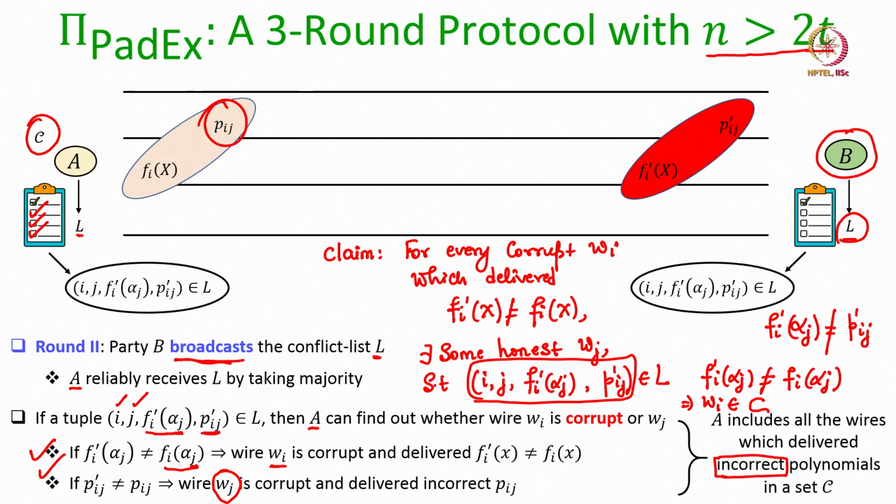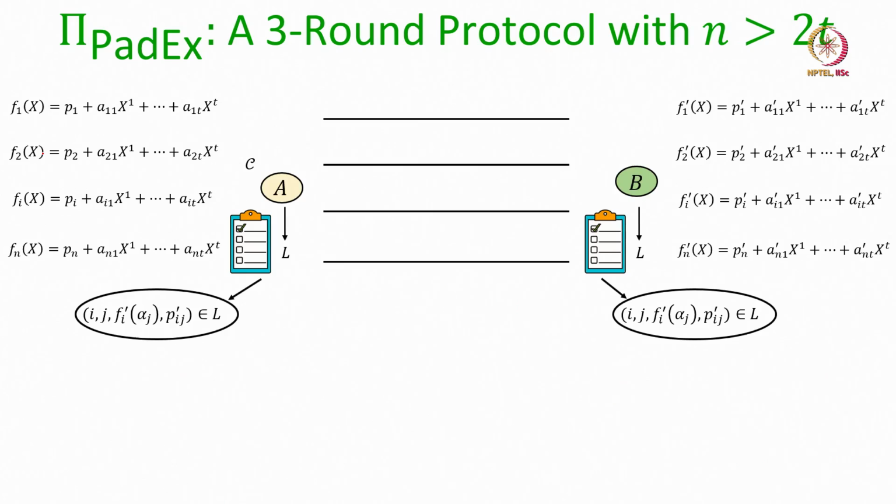So that means at the end of round 2, once B communicates back its list of conflicts, party A will be able to identify which wires have delivered the correct polynomials and which wires have delivered incorrect polynomials. However, B does not know that information at the moment. It is available only with party A. Only party A has found that set of wires which have delivered incorrect polynomials.